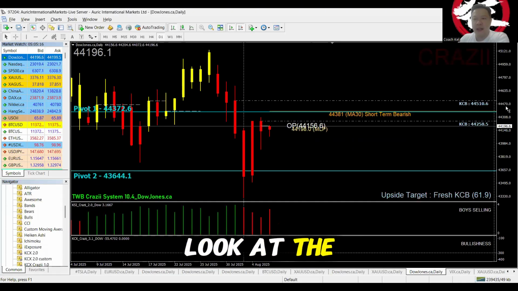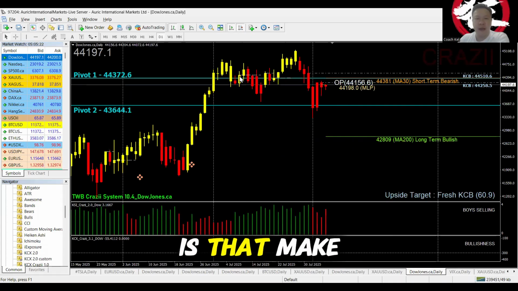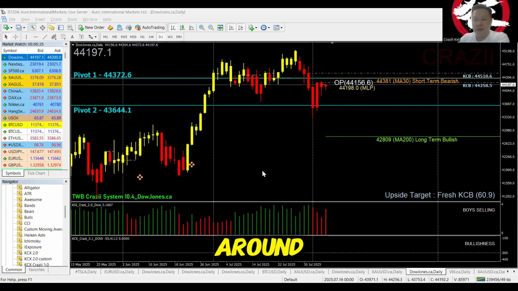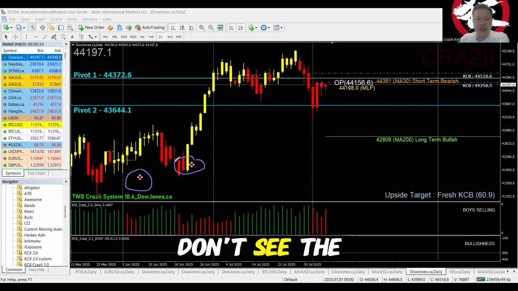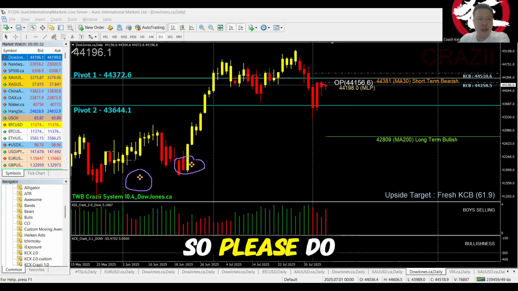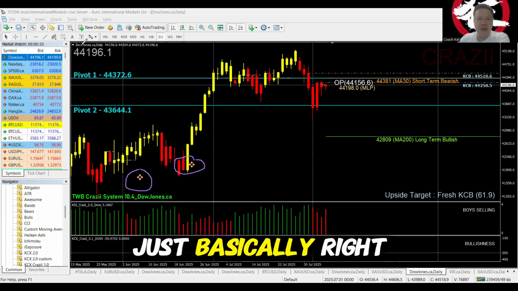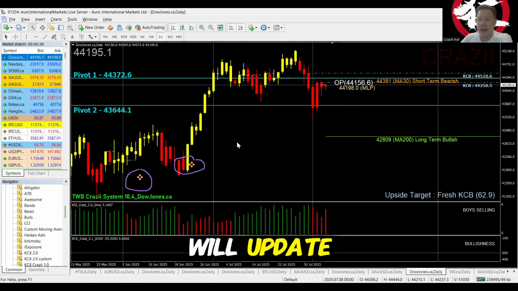Okay, so let's look at the US Dow Jones for today. It's a very important step that when you move your charts around, you check whether the diamonds are there. When you don't see the diamonds, that means you didn't refresh your chart. So please do yourself a favor, right click and press refresh, then the chart will update and the diamond should appear if it's not there.